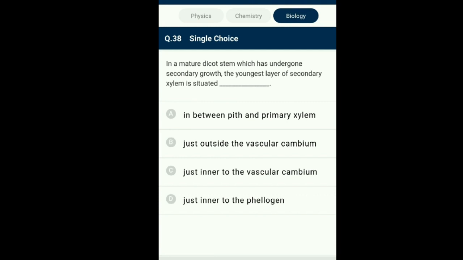The vascular cambium tissues found within the vascular tissue like xylem and phloem are secondary meristems which help in the lateral growth of the plant, helping in increasing the girth of the stem. The cambium cells between the xylem and phloem are called intrafascicular cambium. The new cambium cells that form towards the pith and mature into the secondary xylem, that is inner to the vascular cambium, and the cells forming towards the periphery on the outer side are called secondary phloem. The younger cambium cells that will develop into xylem grow towards the center or inside of the stem. So the answer is option C, just inner to the vascular cambium.